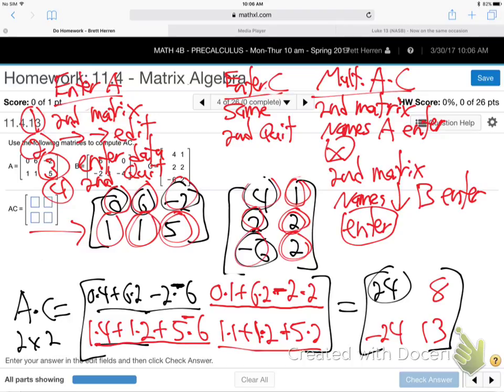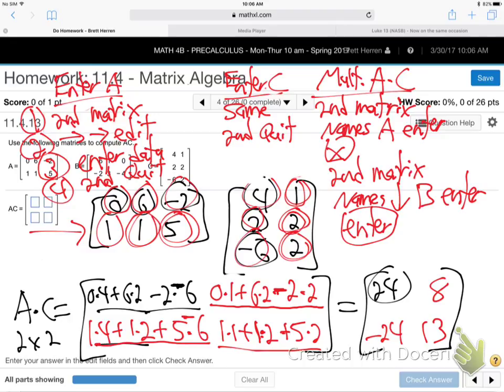I hit enter. Then you do the size first, 2 by 3: 2 enter, 3 enter. Then put in the matrix A, which was 0, 6, -2 across the top, and the bottom was 1, 1, 5. I hit enter: 1, enter, 1, enter, 5, enter. Every time you hit enter, remember it saves it. So it's all saved. I just hit second quit. There we go.